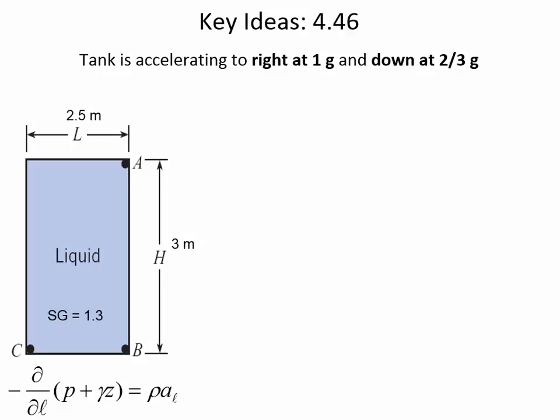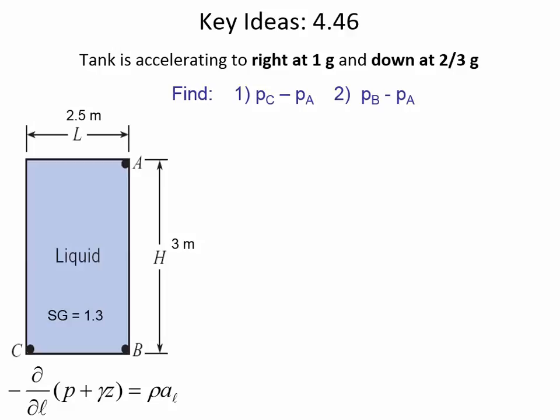And then they've labeled 3 locations, A, B, and C. And with the specific gravity being 1.3, that means that you can calculate the density and the unit weight based on the given specific gravity. This is an Euler's equation problem because it's experiencing a local acceleration.